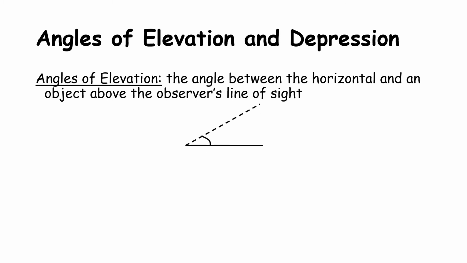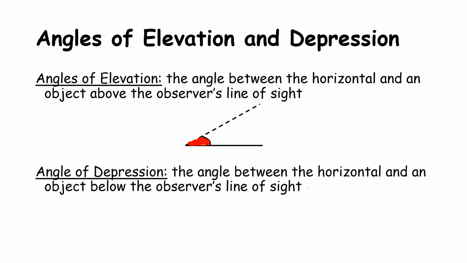So what we mean is it's this angle down here. So this is my angle of elevation. Think of the word elevation, it means to go up. Think of an elevator. So as we move from the horizontal upwards, that gives us our angle of elevation.